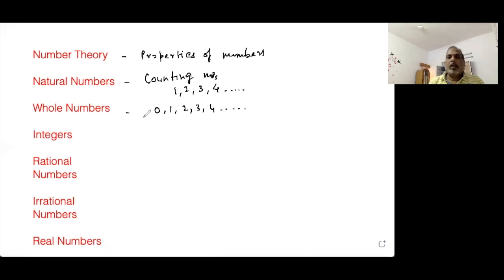Now, if we add negative numbers, then they will become integers. That is -4, -3, -2, -1, then 0, then 1, then 2, 3, 4, like that. These are called integers.